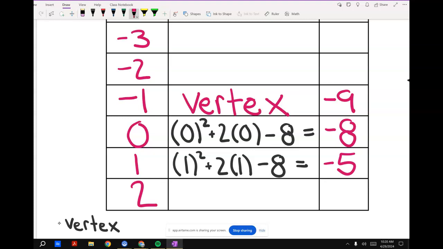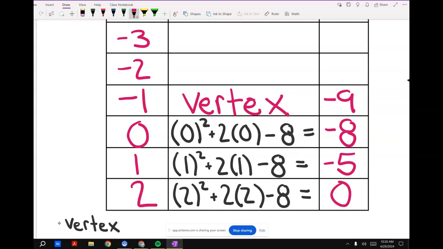We do the same thing for our x value of 2. 2 squared plus 2 times 2 minus 8. This will be 4 plus 4, so we get 8. Then we take 8 minus 8. That's equal to 0. So our last box is a 0.